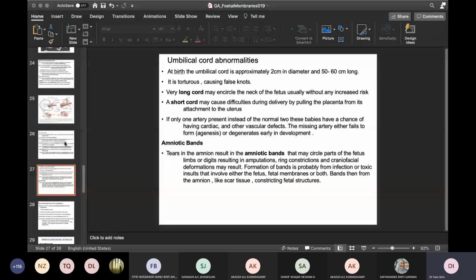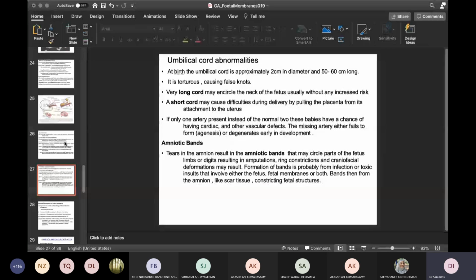Okay, a short cord will cause difficulty when you pull the placenta from the attachment to the uterus. So when you're giving birth to the placenta in the third stage of delivery, you actually have to pull the cord. We call it controlled cord traction. So you pull the cord, but you don't tug at it. You slowly, gently coax the placenta to come out by pulling the cord slowly. So if it's a short cord, then you might have difficulty pulling the placenta from the uterus.